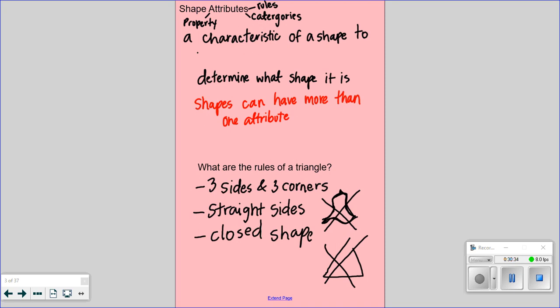Now, we learned, could it also have equal sides? Yes, it could. But is that a requirement to be a triangle? No. You could have unequal sides and still be a triangle.